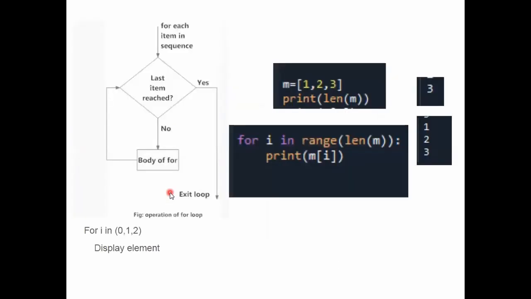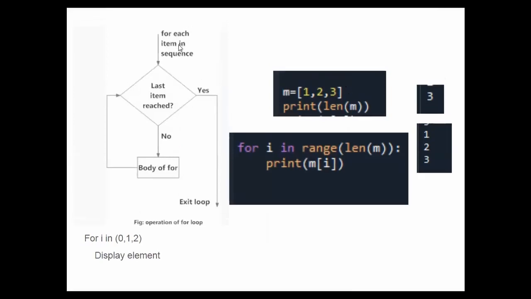Now how the for loop is going to work, we will see using this flow chart. What is present in the flow chart is: for each item in sequence. For example, we have taken the i value, for i in range(len(m)). What is the length of m here? What is m here? m is 1 to 3, so the length of m is 3. Now for i in range(3), what kind of values will the range display? The range will display the values 0, 1 and 2.